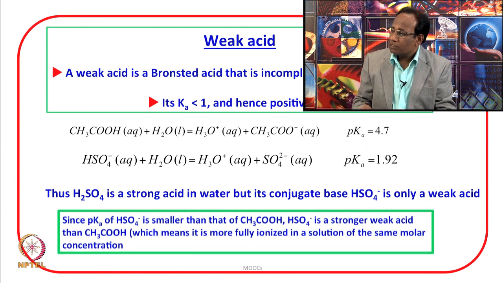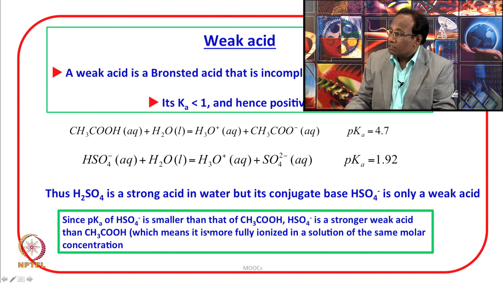Let us look at some of the comments. Since pKa of HSO4 minus is smaller than that of acetic acid, HSO4 minus is a stronger weak acid than acetic acid, and that is what I was saying, that the comparison of these pKa values suggests that HSO4 minus is a stronger weak acid than acetic acid. This means that HSO4 minus is more fully ionized in a solution at the same molar concentration. In other words, if you take an equimolar solution of HSO4 minus and acetic acid, then the ionization will be more in HSO4 minus compared to that in acetic acid.